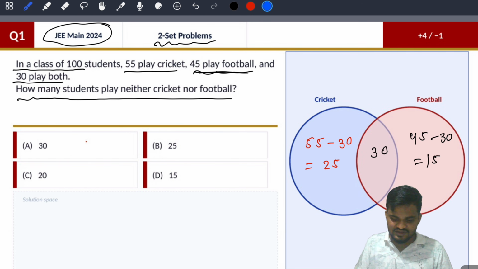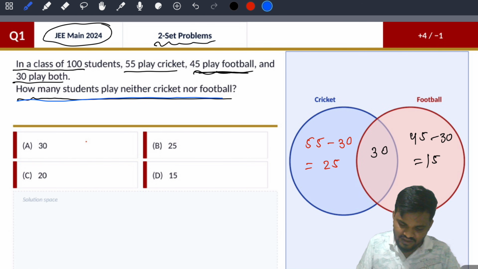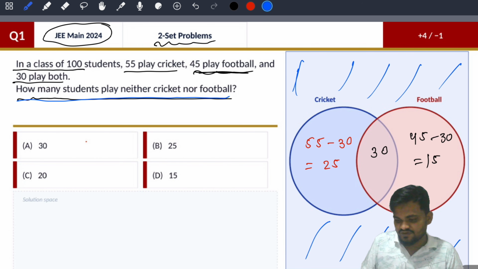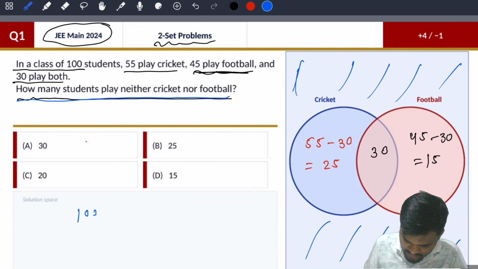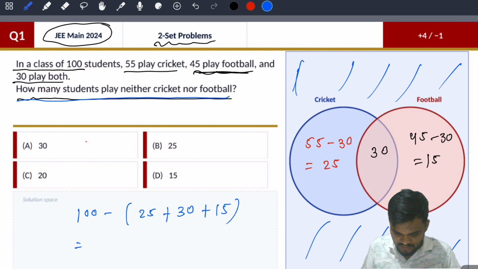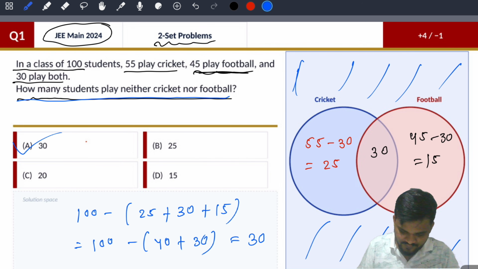Now this question is asking how many students play neither cricket nor football, meaning this region. This is my U. So the total students is 100 minus those students who play only cricket, those who play both cricket and football, those who play only football. If I do that, I will get 100 minus 40 plus 30. 100 minus 70 means 30. So option A is the correct option. B, D, C are wrong options.